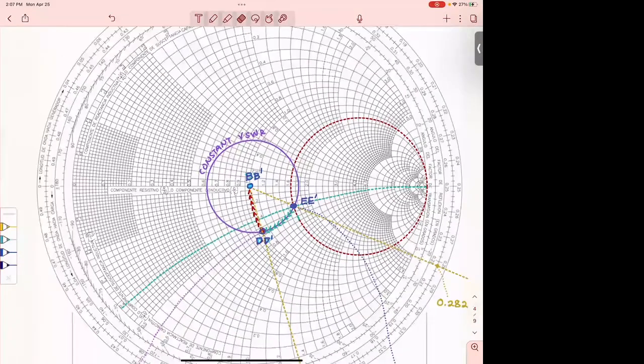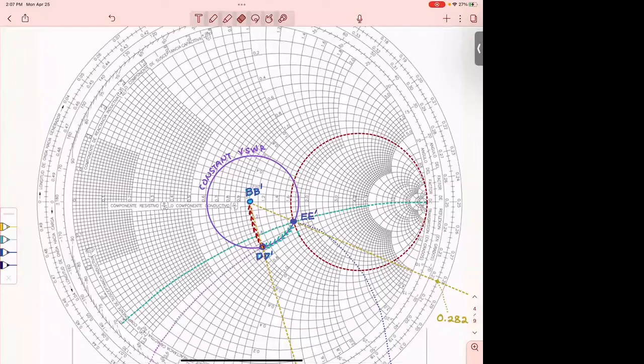Now, from there, you remember what I said? You have to move along a line to find the location of your stub.